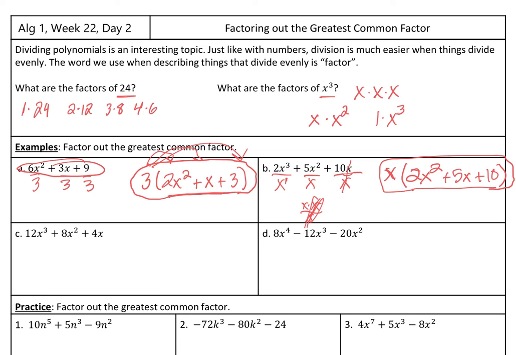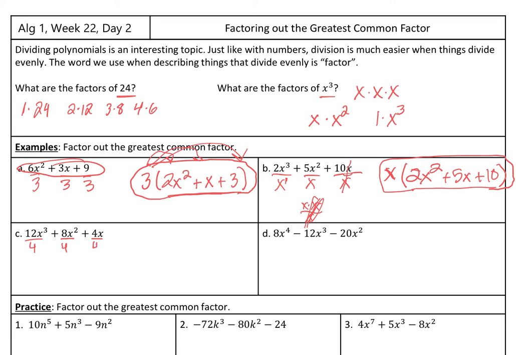So on this one, I look at the numbers and I say, okay, 12, 8, and 4. Those are all divisible by 2. That's not the biggest thing they're divisible by. They're all divisible by 4. If you divide by 2 and work it out, that's fine as long as you're checking your answer to see if there's something else that you can take out again. So I'm going to use the 4 though.